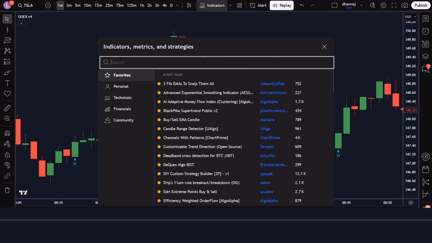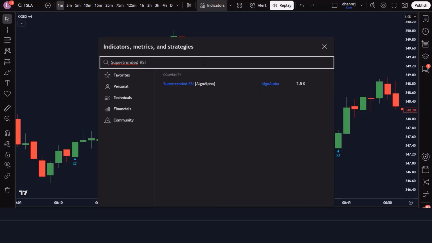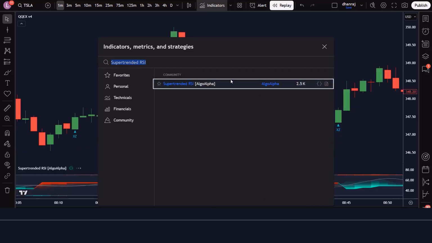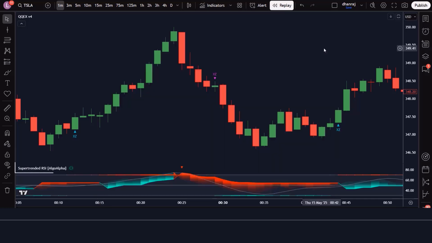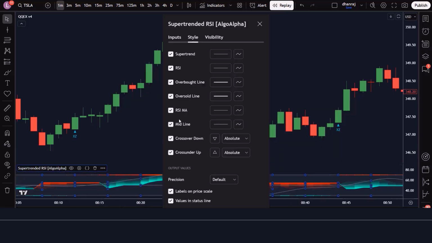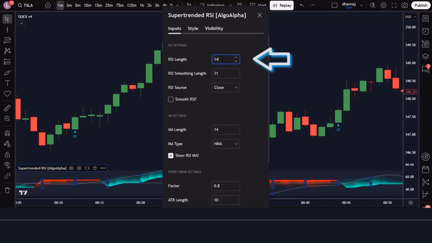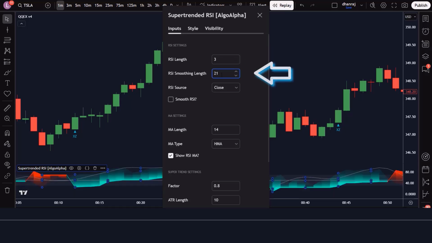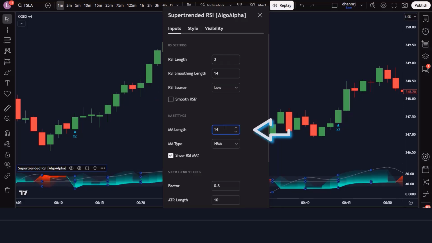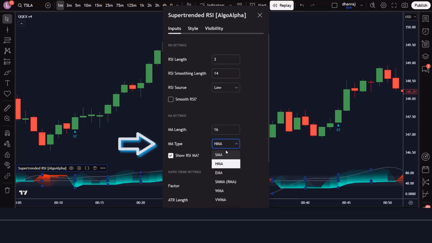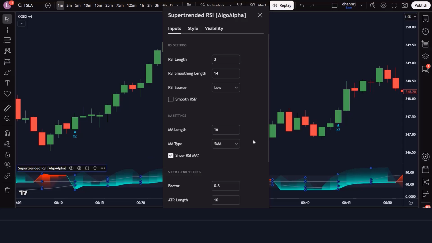We will search the super trended RSI indicator in the search box of TradingView. After that, we have to click on the super trended RSI indicator option, in which we have to change some settings. We have to keep this option hidden. We have to change this RSI length option from 14 to 3. We have to change this RSI smoothing length option from 21 to 14. We have to change this RSI source option from close to low. We have to change this MA length option from 14 to 16. We have to change this MA type option from HMA to SMA. Now our setup is ready.